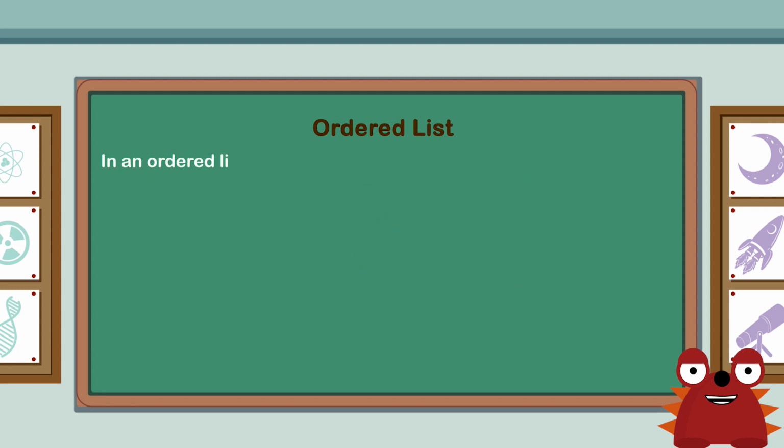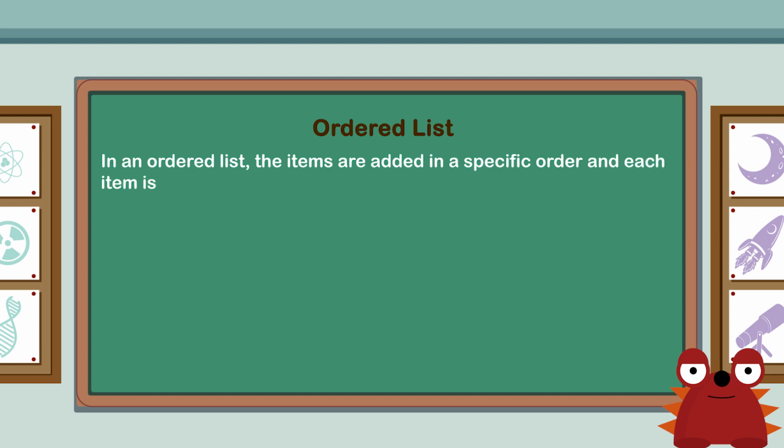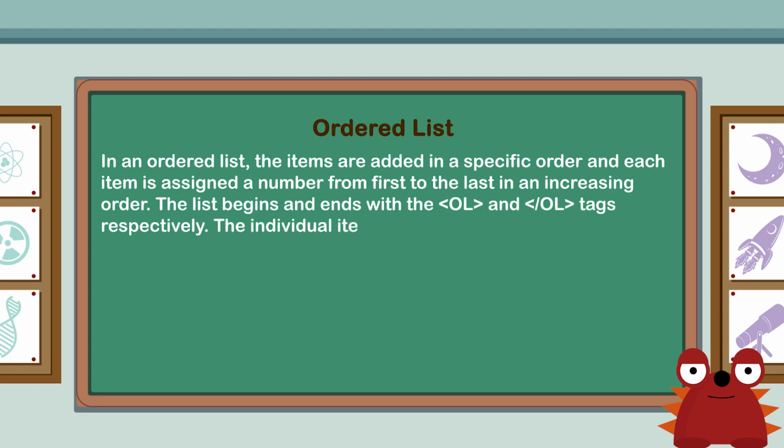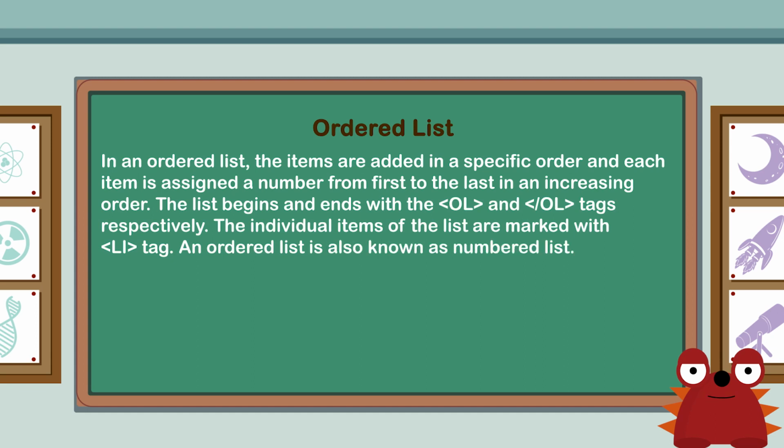Here, the items are added in a specific order and each item is assigned a number from the first to the last in an increasing order. The list begins and ends with this. The individual items of the list are marked with this tag. An ordered list is also known as a numbered list.